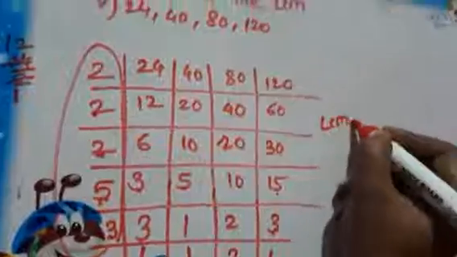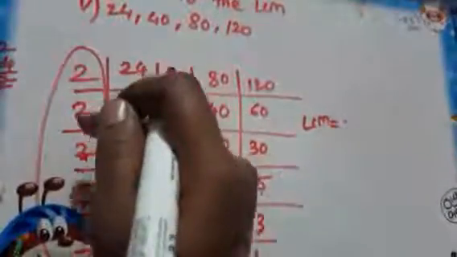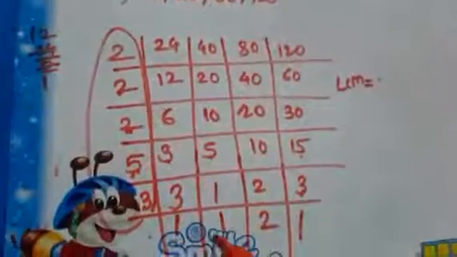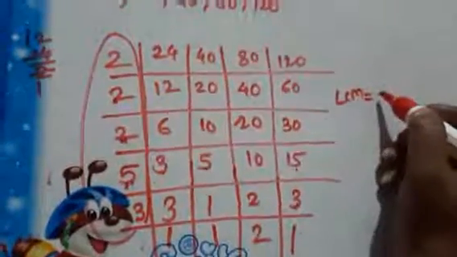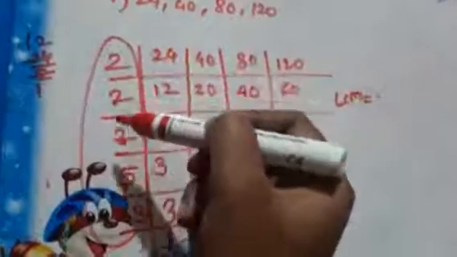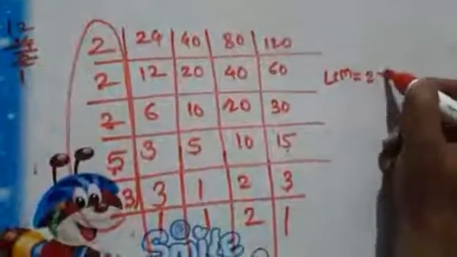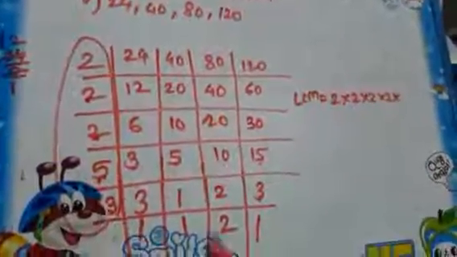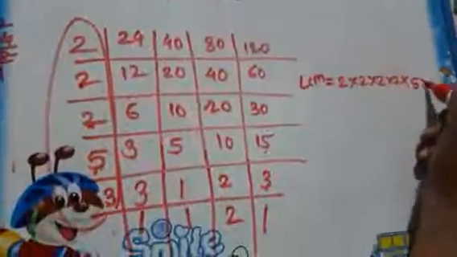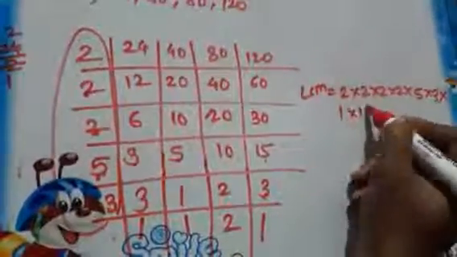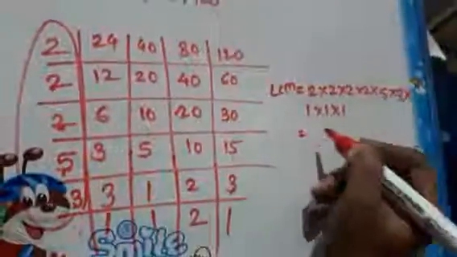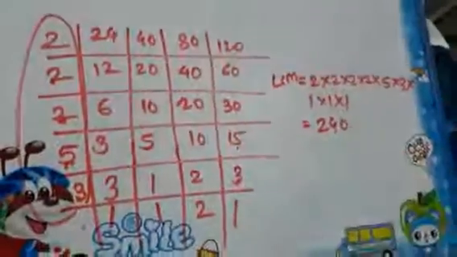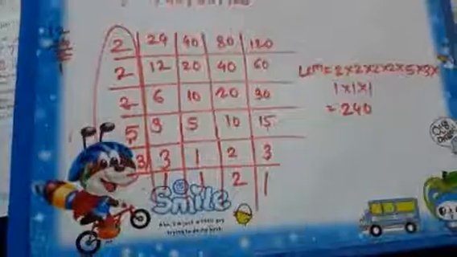So LCM is equal to 2 into 2 into 2 into 5 into 3 into 1 into 1 into 2 into 1. So 2 is repeated 1, 2, 3 and this one is 4, so 2 is repeated 4 times. What is remaining? 5, 3 and the remaining are just ones. So 5 into 3 into 1 into 1 into 1. So multiplication of all this will be 240. So LCM of all these numbers is 240.